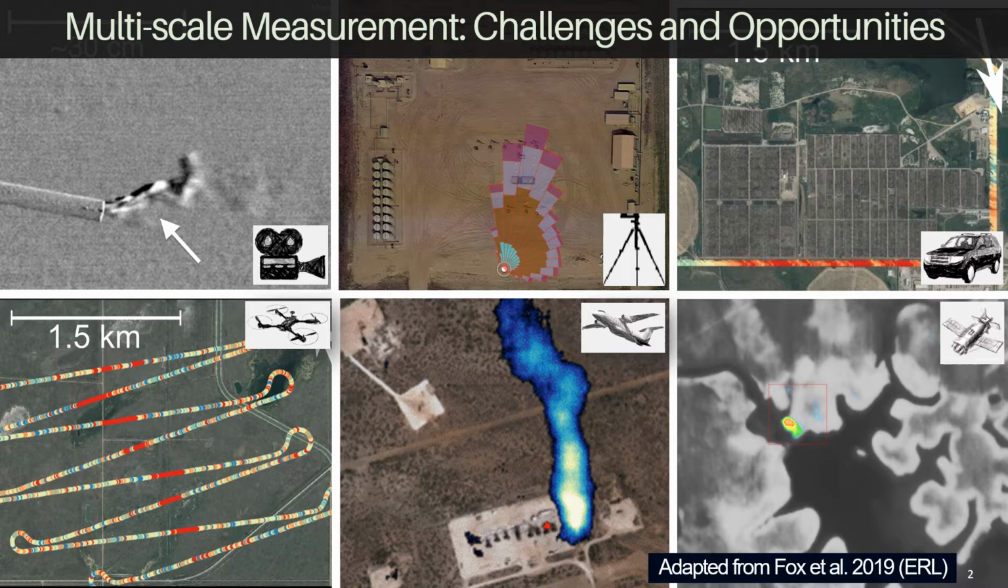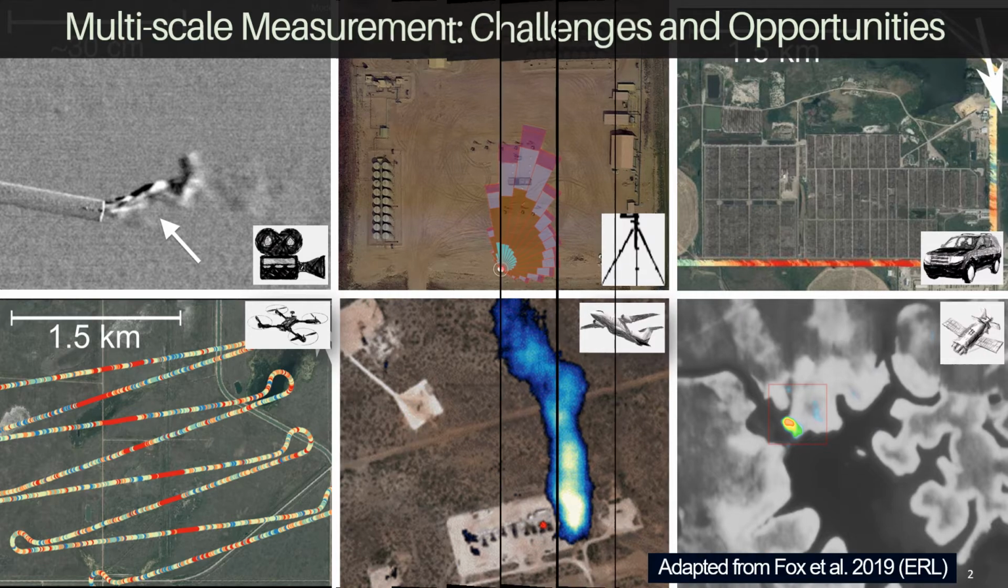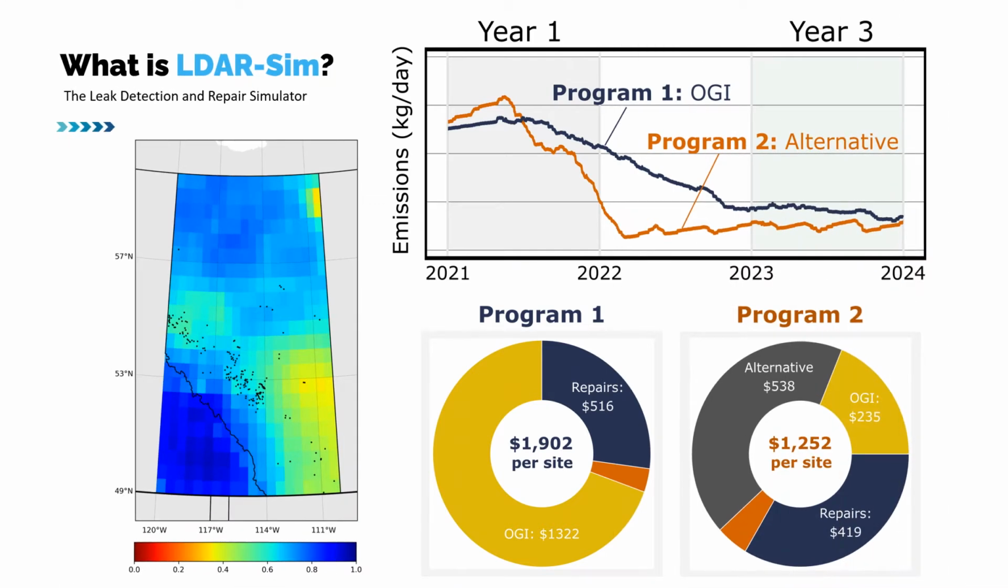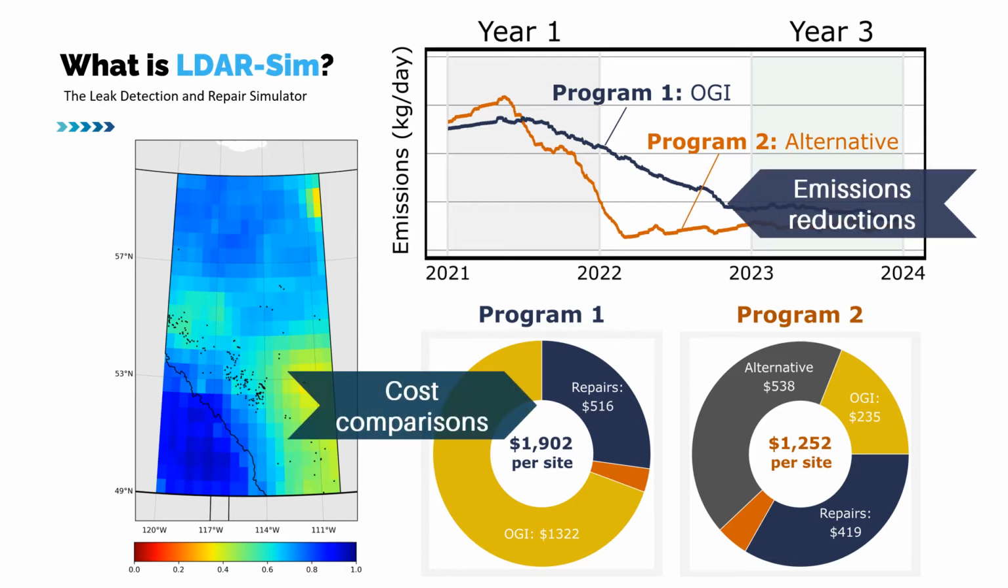These technologies range from handheld systems, such as cameras, to continuous measurement systems, vehicles, drones, aircraft, and even satellites. While the deployment platforms differ, the sensors themselves also differ, and the analytics and work practices differ as well. So it can be extremely complex understanding what the emissions reduction potential and costs of these different technologies are.